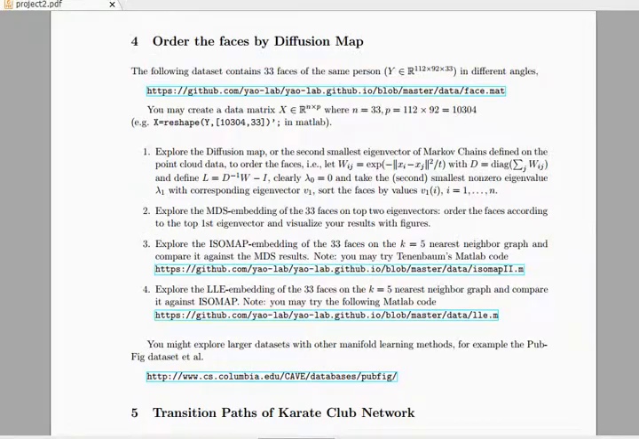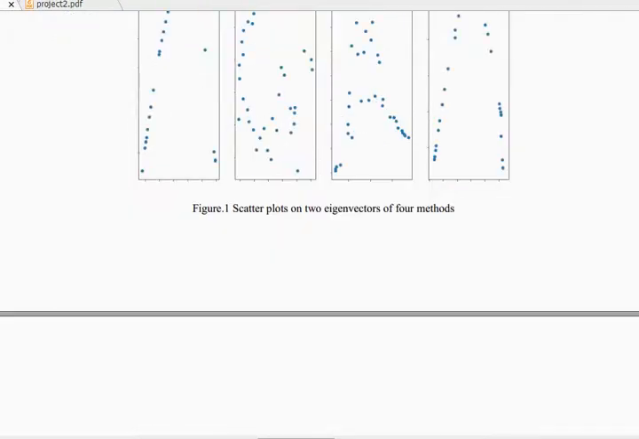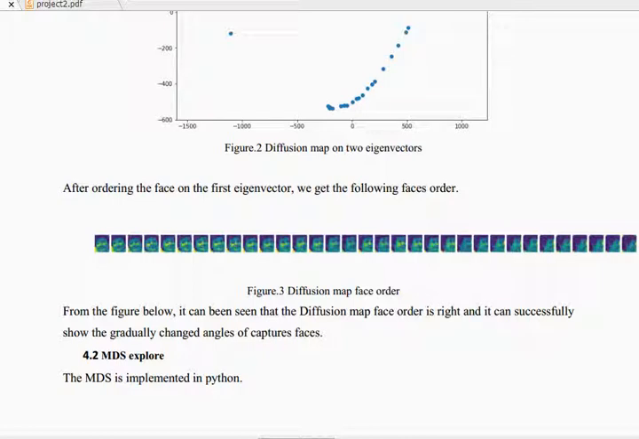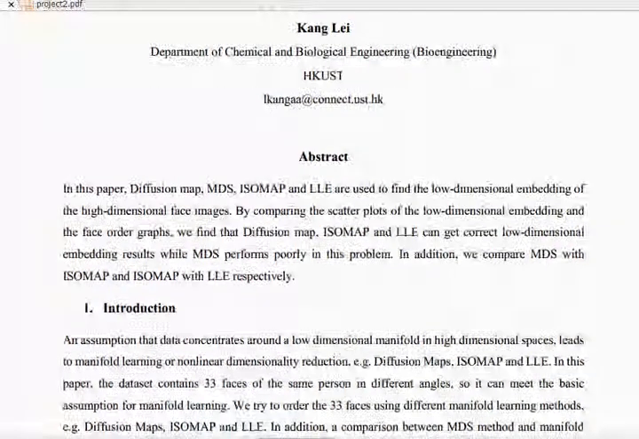First, you can see I chose this topic, topic 4 from Project 2, Order the Faces by Diffusion Map. The dataset contains 33 faces of the same person in different angles. You can see the faces here. These are the 33 faces in the right order. Okay, let me introduce my paper.